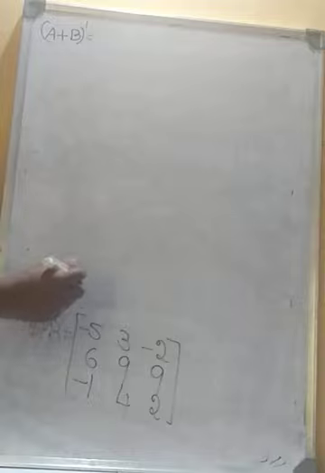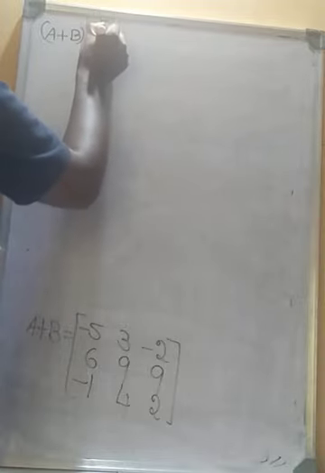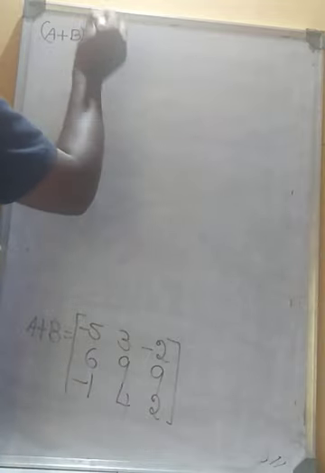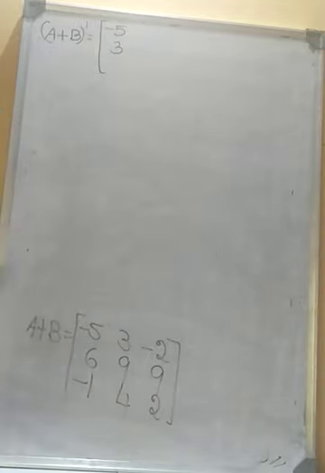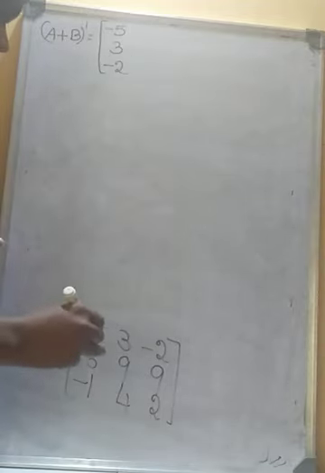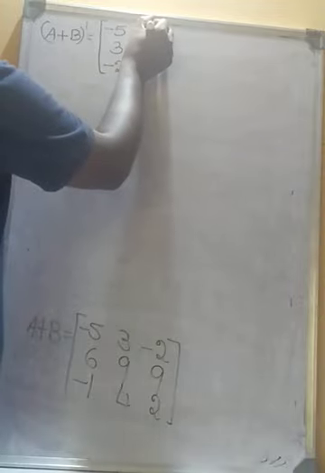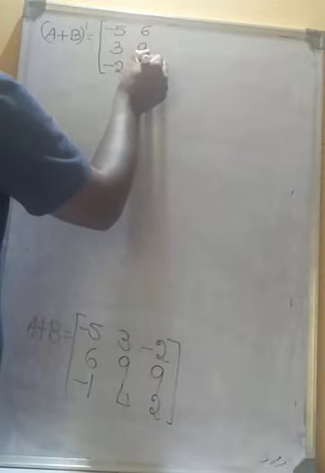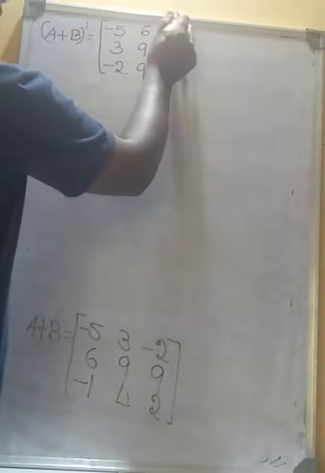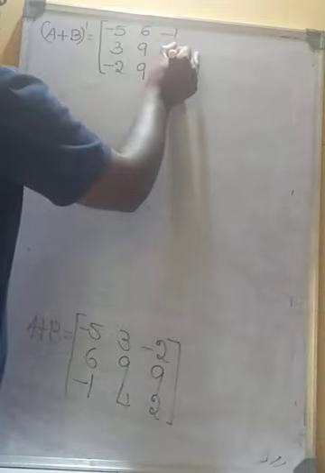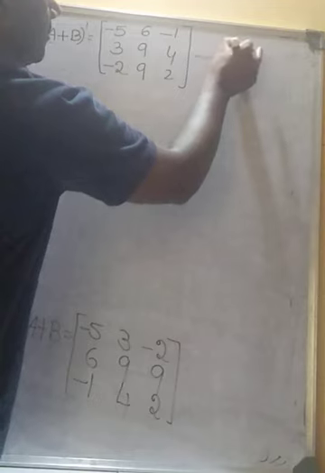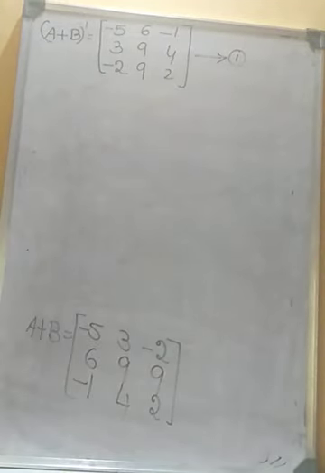Then (A + B)' is equal to: first row elements, write in first column, -5, 3, -2. Second row elements, write in second column, 6, 9, 9. Third row elements, write in third column, -1, 4, 2. So (A + B)' is called equation number 1.